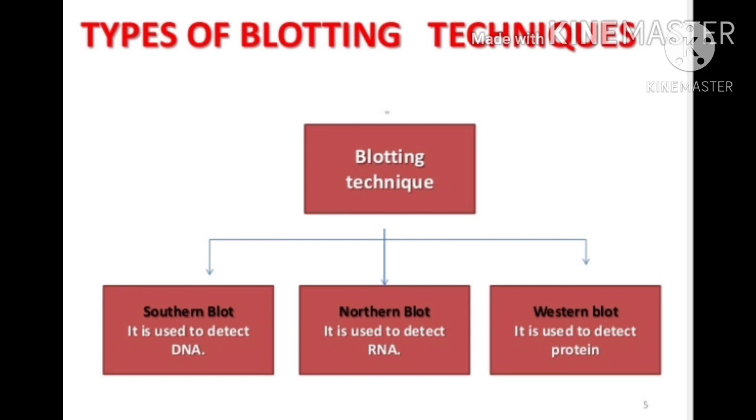Southern blot is widely used to detect DNA, whereas the northern blot is widely used to detect RNA. And western blot is widely used to detect protein. Remember, western blot is widely used to detect protein. Okay. The Southern blotting technique was first discovered by a scientist named E.M. Southern, hence the technique is known as Southern blot.